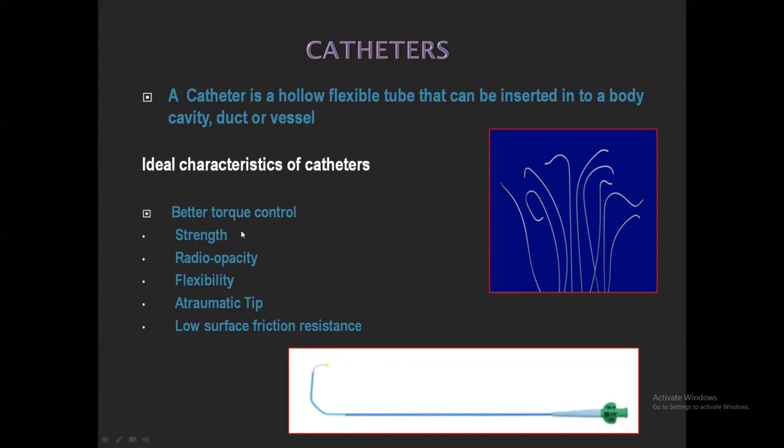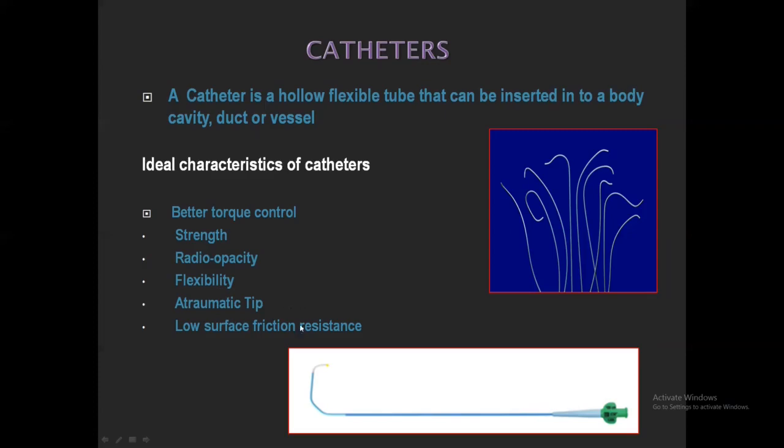What are the basic ideal properties required? Better torque control. Torque control means when we rotate the hub, the catheter tip will also rotate. Then strength to move it or push it through the blood vessels. Then radio opacity, you should be able to see the catheter under fluoroscopy. Then flexibility, it should be flexible so that it can go through tortuous blood vessels.